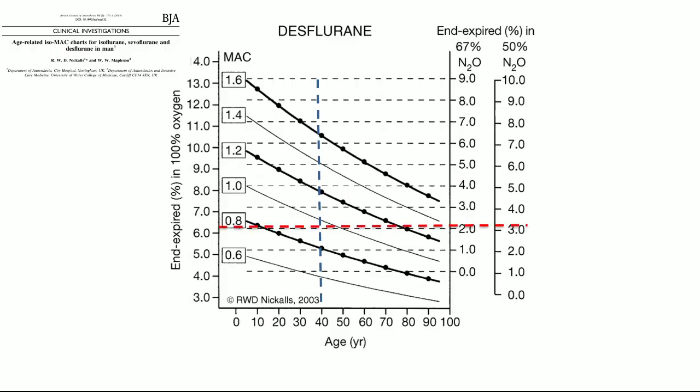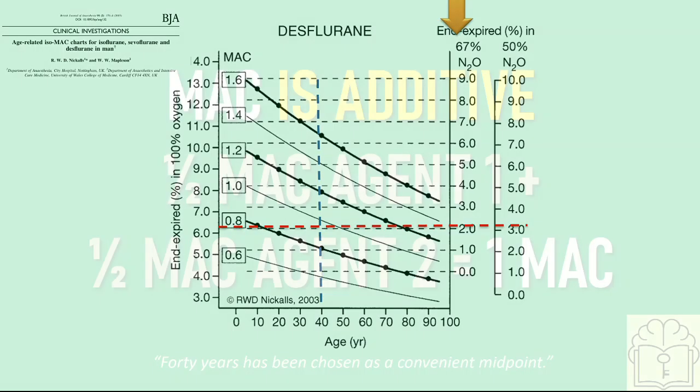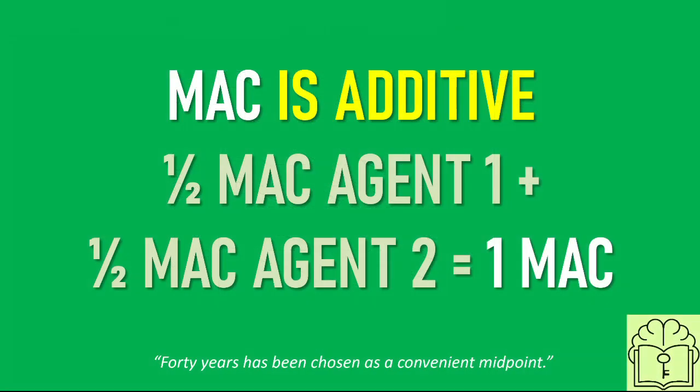The MAC for desflurane was now established at 6.6%. With 50% nitrous, that reduced to 3.4%, and 67% nitrous to 2.4%. These are substantial reductions. Why is this? Well, the reason is because MAC is additive. Half a MAC of one agent plus half a MAC of a second agent is 1 MAC.